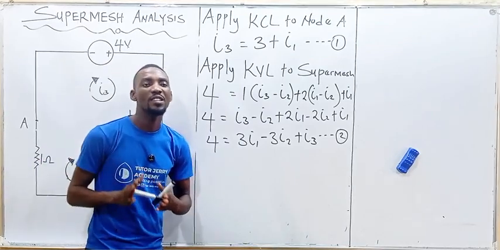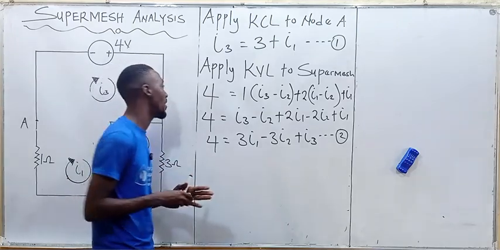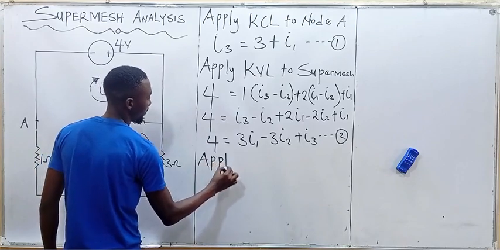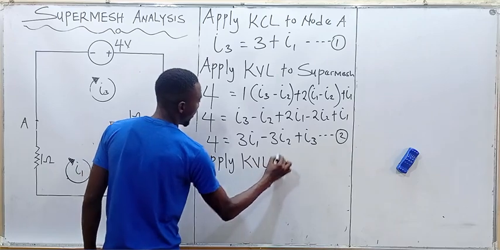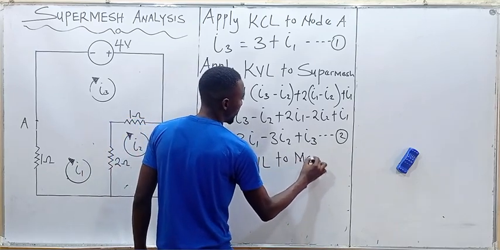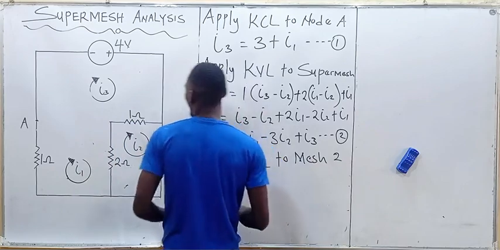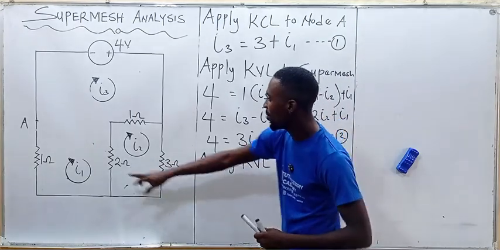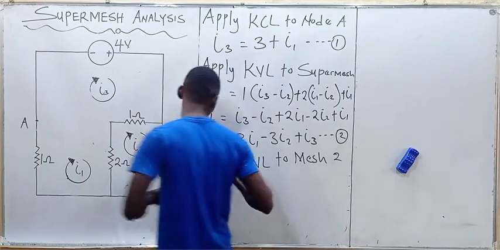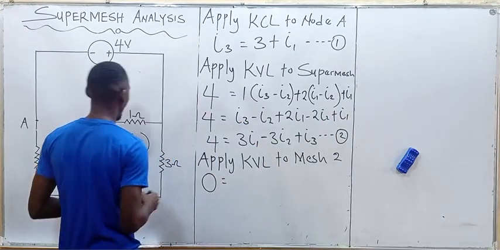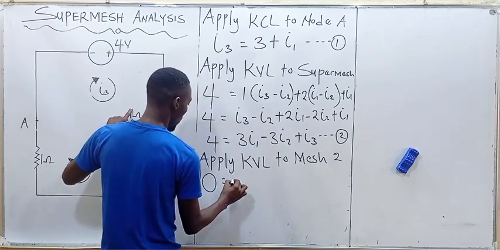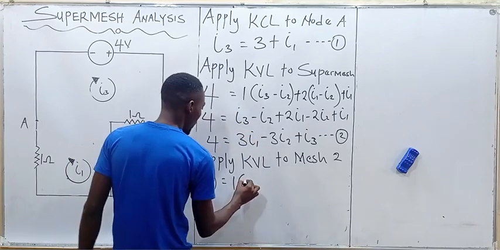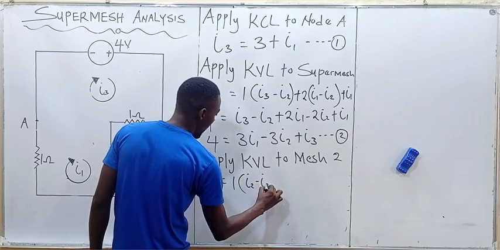All right, the next thing we are going to do is apply KVL to mesh 2. This is our mesh 2 here. Now, do we have a voltage source here? No, so it's going to be 0, which is equal to, now we have 1 ohm, which is between mesh 2 and mesh 3, so it's going to be I2 minus I3.